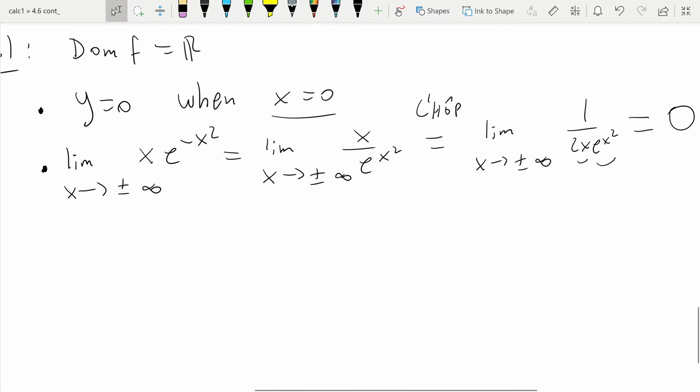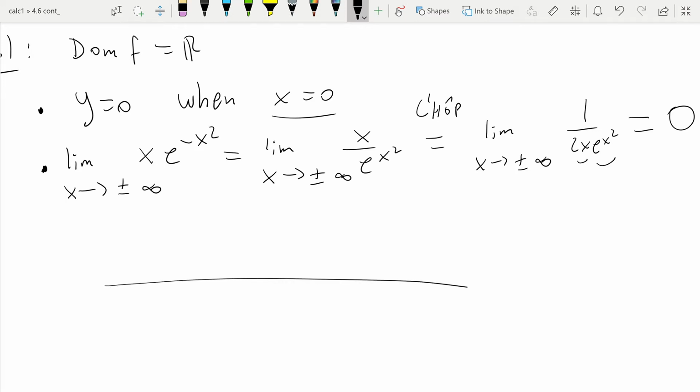Okay, so we have a horizontal asymptote, which is y equals 0. You see that the expression that defines y is a product of something that is negative on the negative numbers, which is x. E to the minus x squared is always positive, and x is positive for positive values of x.